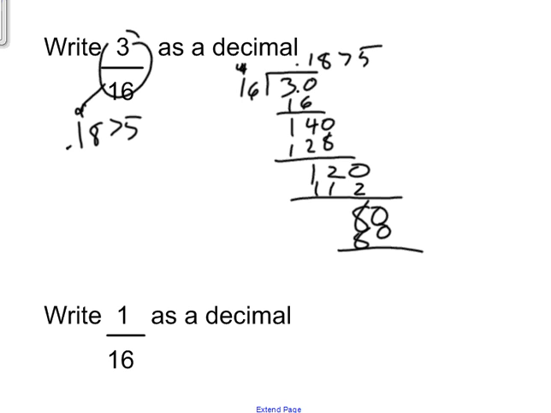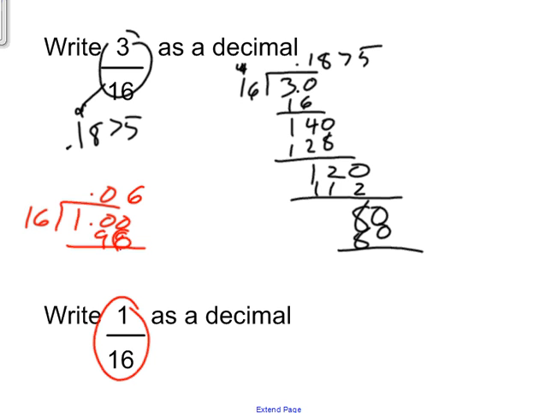All right, let's do a different one down here, but let's do the same thing. 1/16, we take 16 and we divide it into 1. It won't go into 1, it won't go into 10, but it will go into 100. It'll go into 100 6 times. 96, we subtract and get 4. 16 will go into 40 2 times. And 16 will go into 80 5 times. So it's 0.0625. This number is written as a decimal.